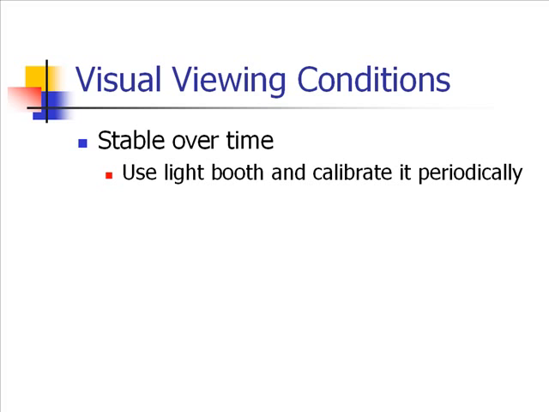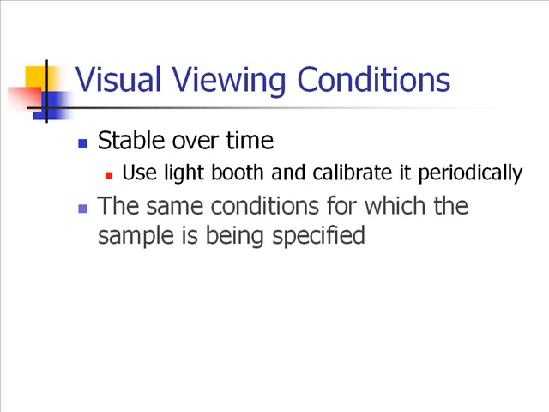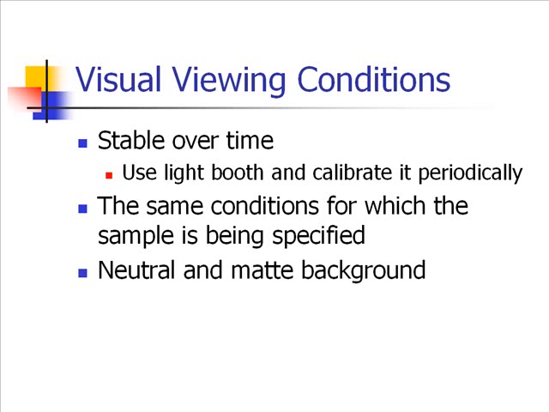So you would like your viewing conditions to be stable over time. And not only should you use the light booth, but you should calibrate it. You can measure the light that comes off of it. They have preventative maintenance type procedures where you change the bulbs every so often before they change. Sample conditions for which the samples are being specified need to be constant. The neutral background is kind of a white cream color. The reason for that is if you have different colors around a color, it can affect how we see it.